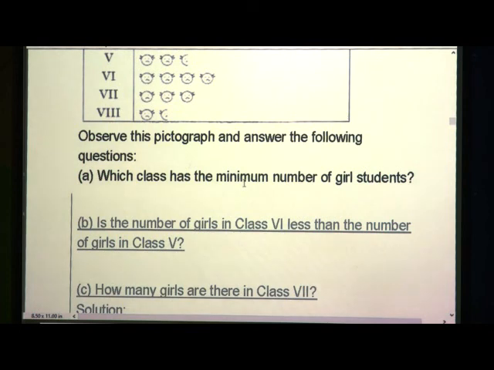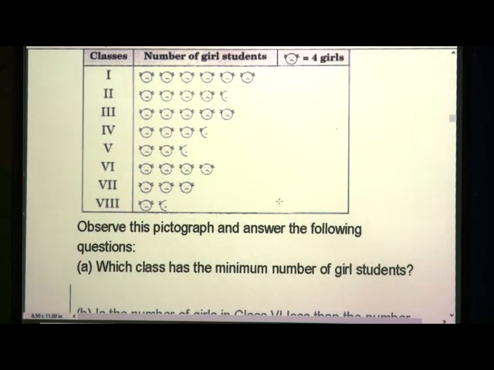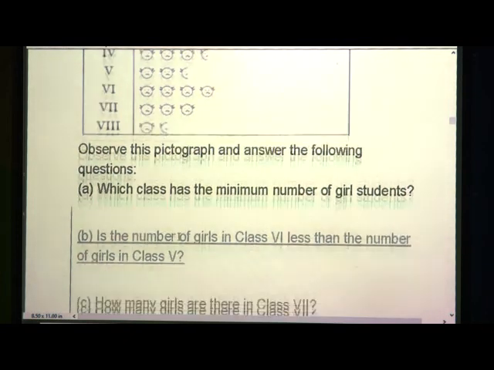Which class has the minimum number of girl students? Now, you can see where the minimum is here. By seeing the image we can clearly see where there are fewer girls. One girl image means 4 girls and half indicates half. What is half of 4? 2. So, half indicates 2 girls.